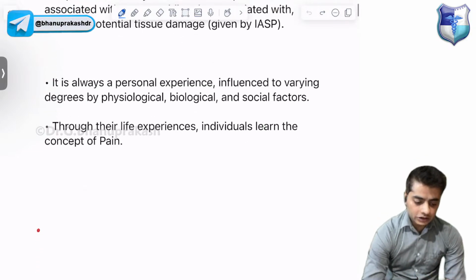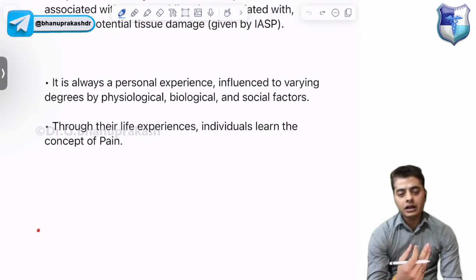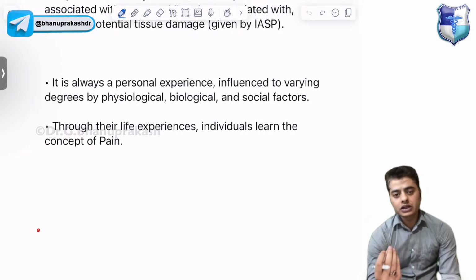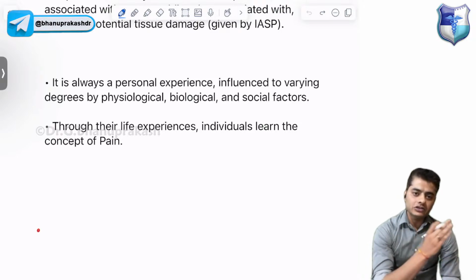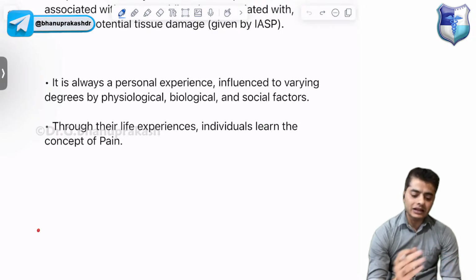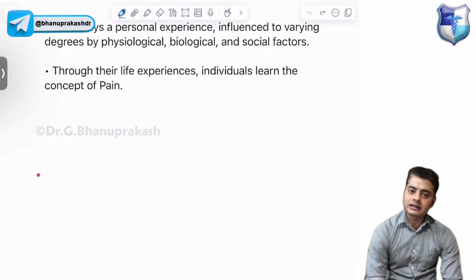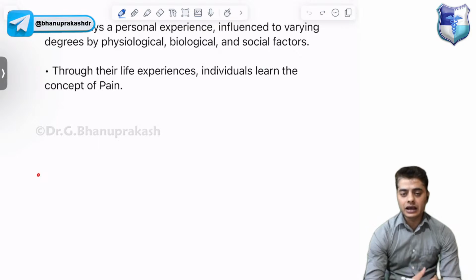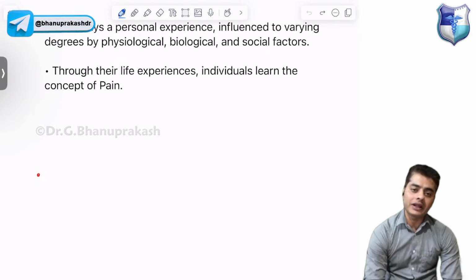Going further, it is always a personal experience. We build that experience over our lifetime. Suppose we are a 2 year old kid, a 5 year old kid. Our perception of a pinprick injury will be different from another person's, and this will carry through our lifelong age. So our pain experience is different for every individual, and it is a lifelong process. Through their life experience, individuals learn the concept of pain, how it feels, how it happens, and how much emotional component is associated with any kind of pain.